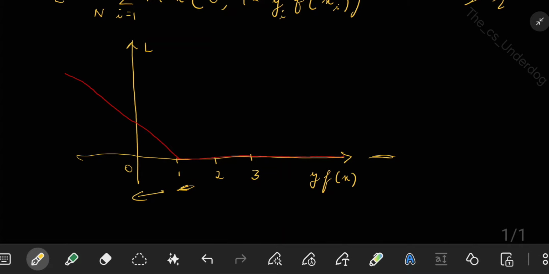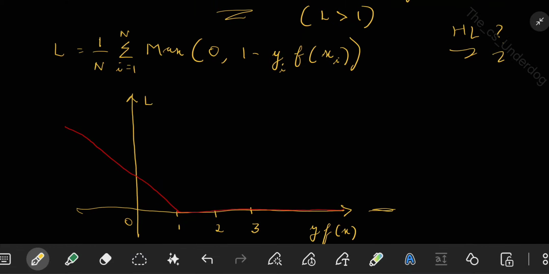There is a hinge after which loss is totally 0. Till that point it is linearly decreasing, from the negative side. It reaches the point y into f of x equal to 1. There it is like a hinge and suddenly it moves straight. It's all 0 after that. This is why it is called hinge loss. Okay, so now you understood why it is called hinge loss. It is a piecewise linear shape in which at y into f of x equal to 1, you have a hinge-like situation. Hence it is called hinge loss.